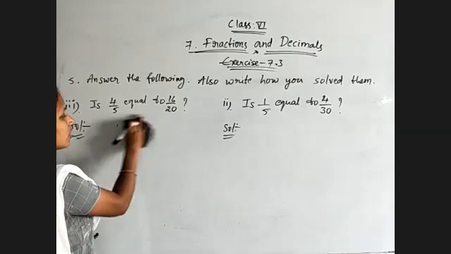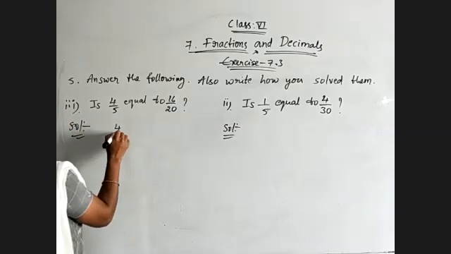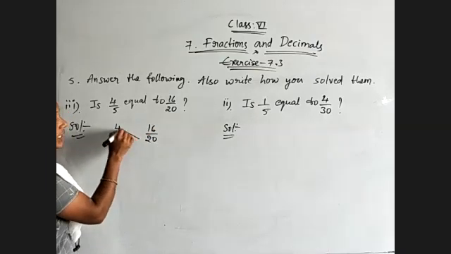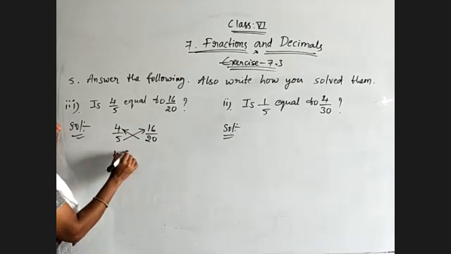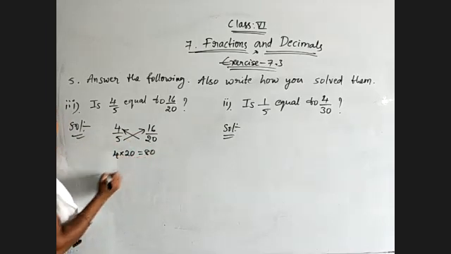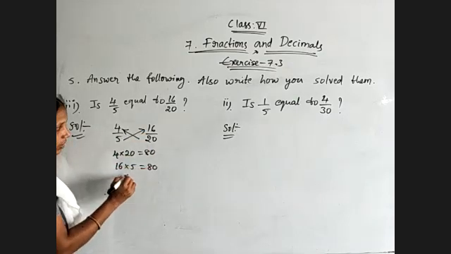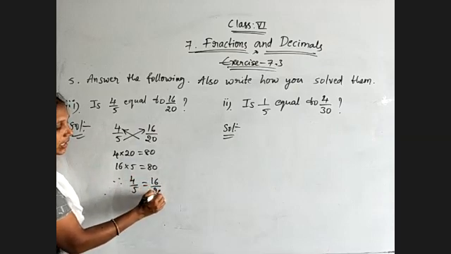That one, by seeing only, we can't decide whether those are equivalent or not. But actually we have to do it by using simplification, that is cross multiplication. 4 into 20 is nothing but 80. 16 into 5 is 80. So therefore 4 by 20 is equal to 16 by 20.